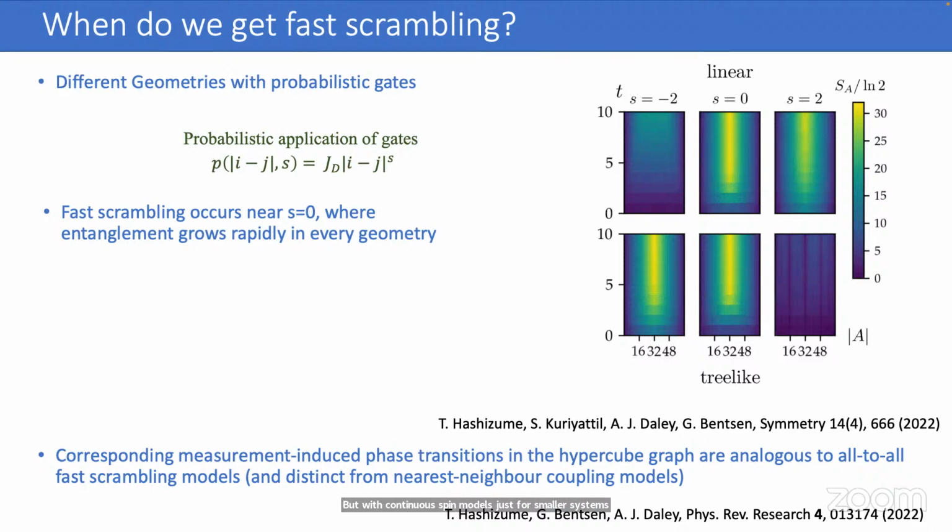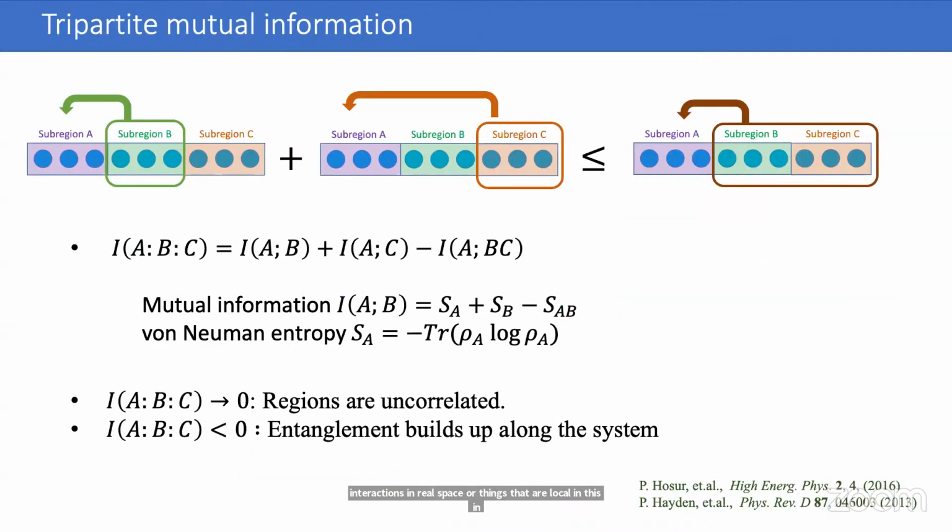And again, what we find is that we get rapid development of entanglement across all sorts of subsystems when we have these equal interactions at the different distances, and we get different levels of entanglement for different subsystems if we have the structure by having local interactions in real space or things that are local in this mapped space. So can we characterize this transition? And we can, using a fun quantity called the tripartite mutual information.